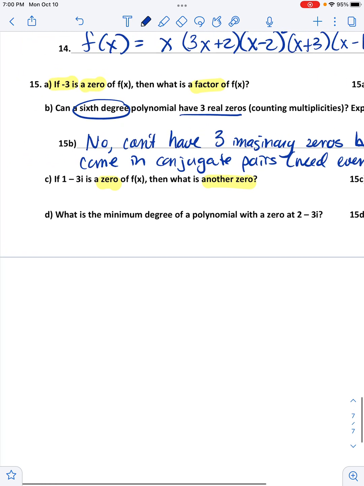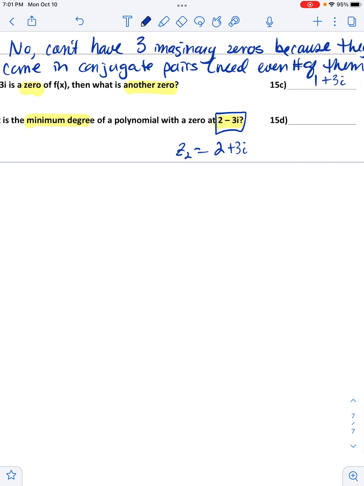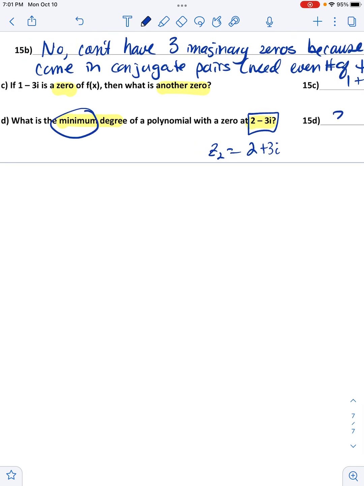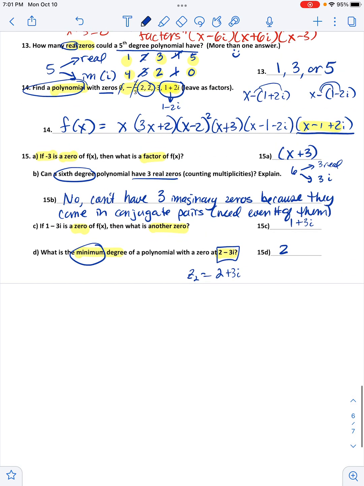And the grand finale of reviewness, what is a minimum degree of a polynomial with a 0 at 2 minus 3i? Okay. So the number of zeros is going to equal the degree, but if I know this, then I know a second 0 has to occur at 2 plus 3i because for the jillionth and one time, they come in pairs. So since I know for sure I have 2 zeros, I have to have at least a second degree polynomial.